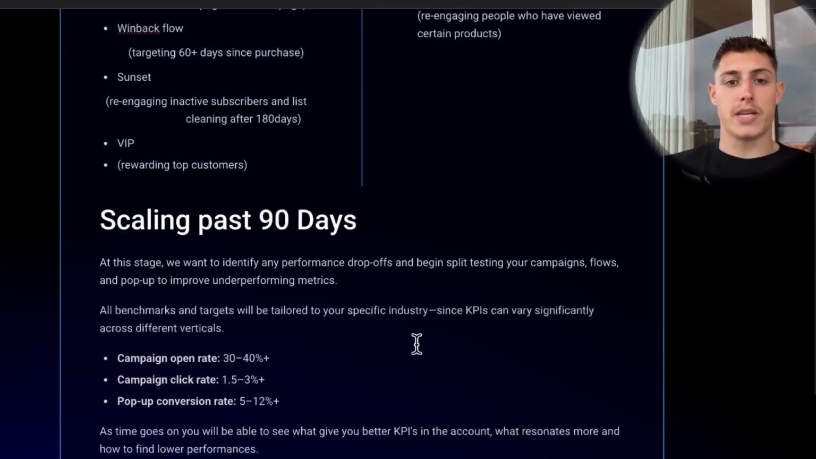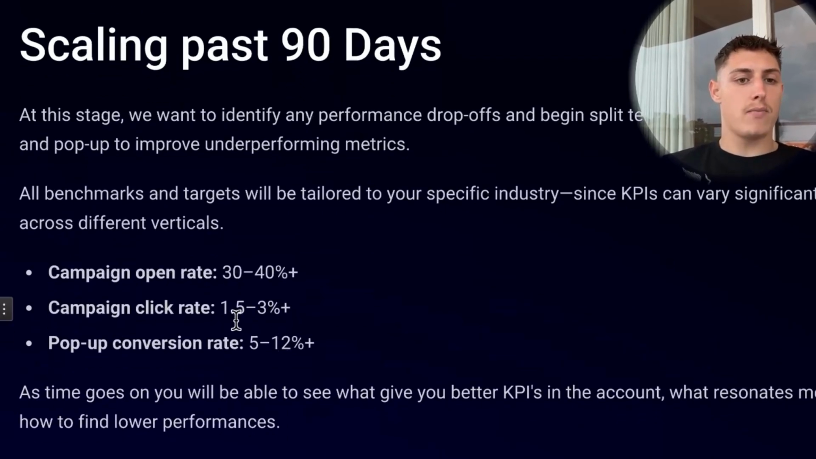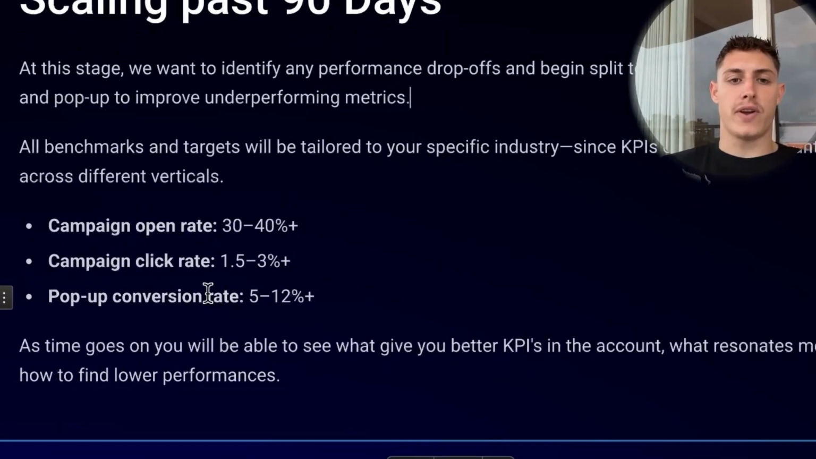Are you a subscription-based business? There's going to be a lot of KPIs that vary from niche to niche, but as a good basis, for your campaign open rate, you want around 30 to 40% plus. Campaign click rate, 1.5% plus, maybe even 3% plus as well. And then for your pop-up conversion rate, anywhere from 5 to 12% is what you want to be striving for.